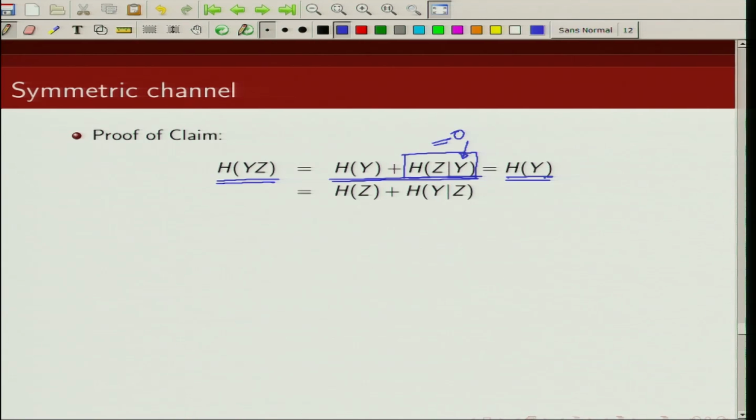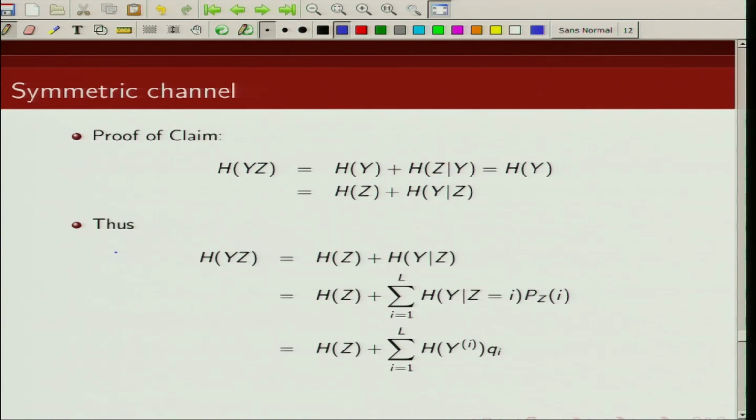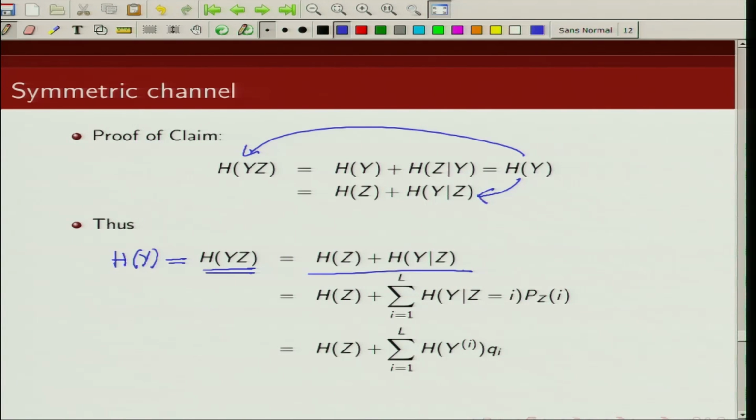Now this is same as uncertainty in z plus uncertainty in y given z. Again I am applying chain rule in a different way. So from these 2 I can write h of y is equal to h of yz. This is from here I get, and this is same as this quantity.